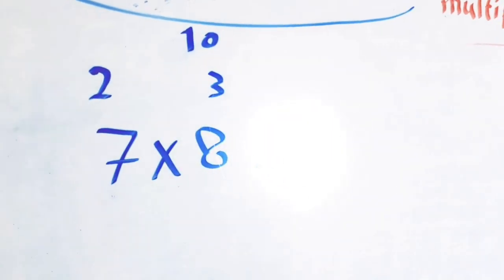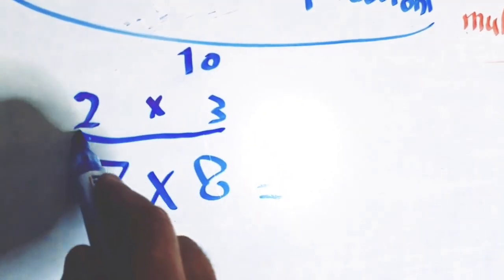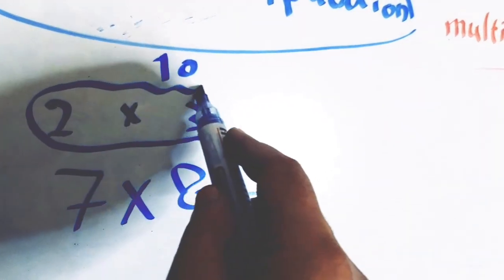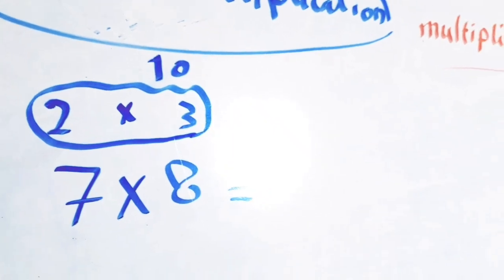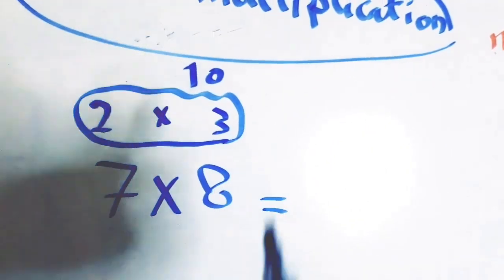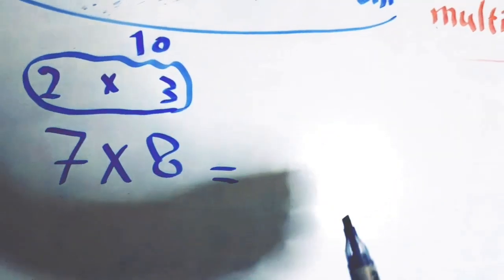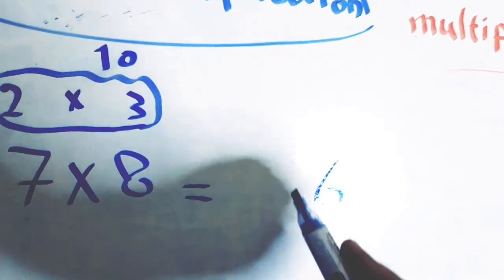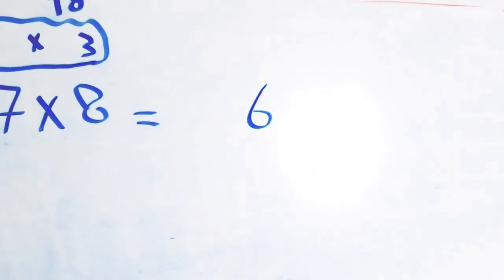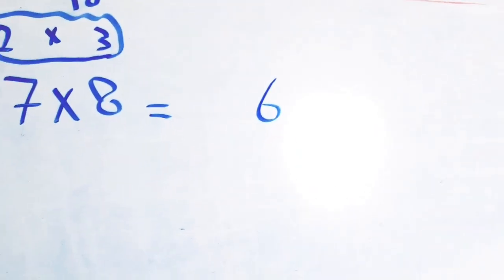What then? We multiply the raised digits. I mean, we multiply 2 by 3. 2 times 3 equals 6. We write 6 here at the units place.